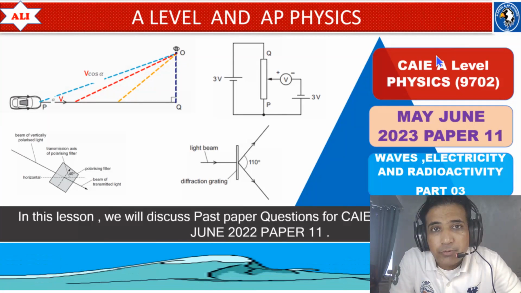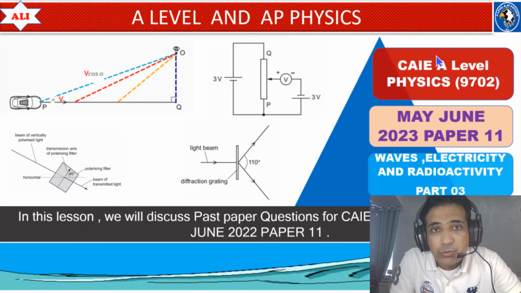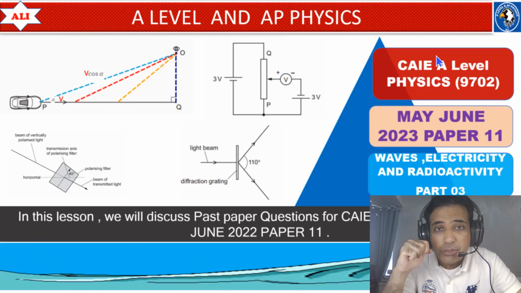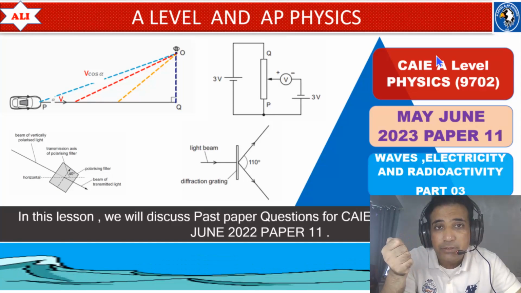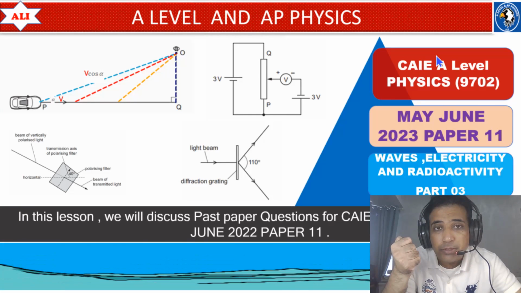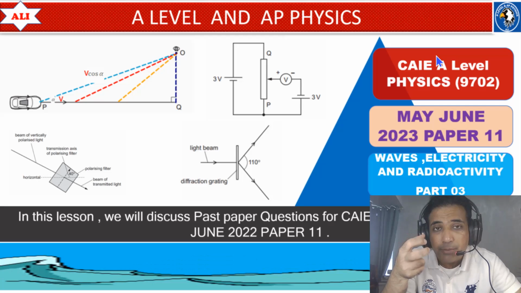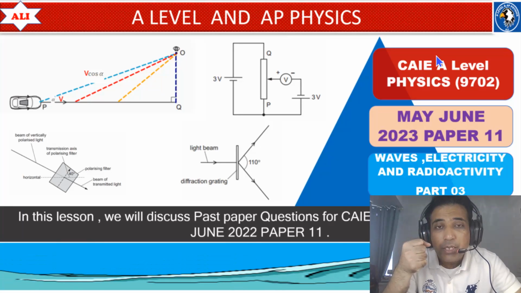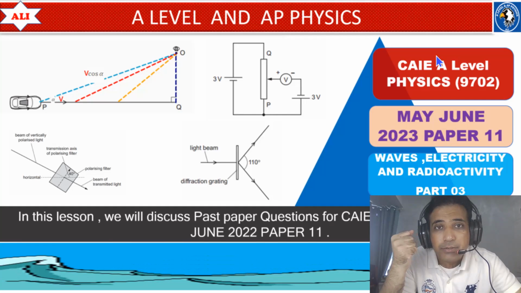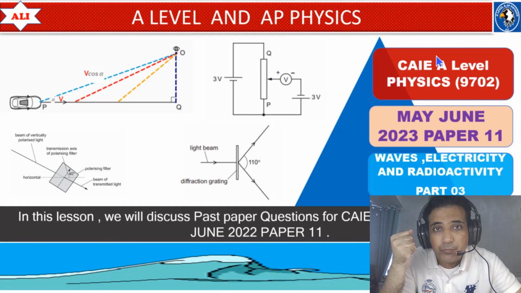In today's lesson, we will discuss past paper questions from May June 2023, Paper 1, Variant 1. We will talk about questions from waves, electricity, and radioactivity. As always, we will discuss these questions in detail so you can improve your conceptual understanding of these topics and have a better understanding of these questions. Let's study together, let's improve together.